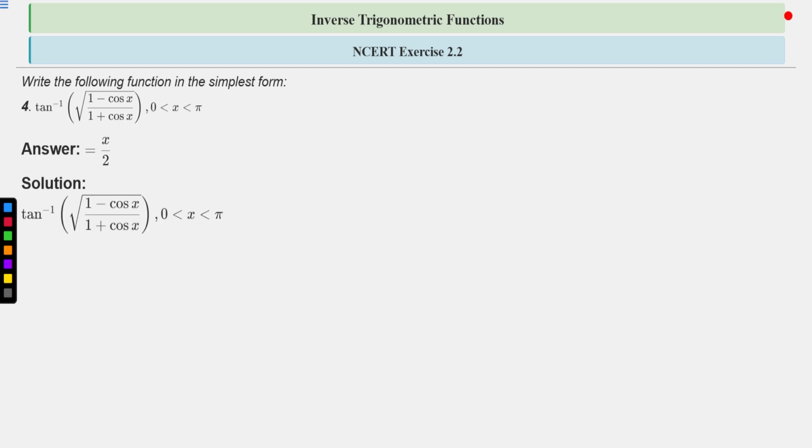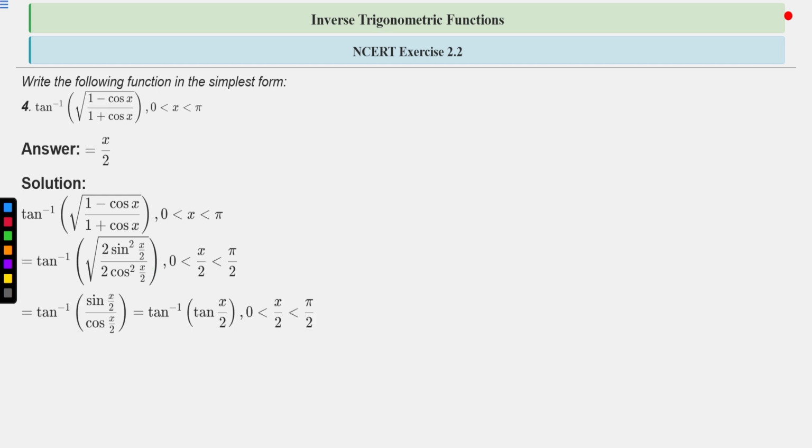See, our question is tan inverse root over 1 minus cos x upon 1 plus cos x when x belongs to 0 to pi, right? So see, we will write 1 minus cos x in terms of sine square x by 2 upon 2 cos square x by 2. See, 1 minus cos x is basically 2 sine square x by 2, and 1 plus cos x is basically 2 cos square x by 2. We know this. Got it? And see, when x belongs to 0 to pi, then x by 2 will belong to 0 to pi by 2. Got it? Now we will cancel it out. 2 and 2 we will cancel out, and root over sine square x by 2 upon cos square x by 2 will become sine x by 2 upon cos x by 2.